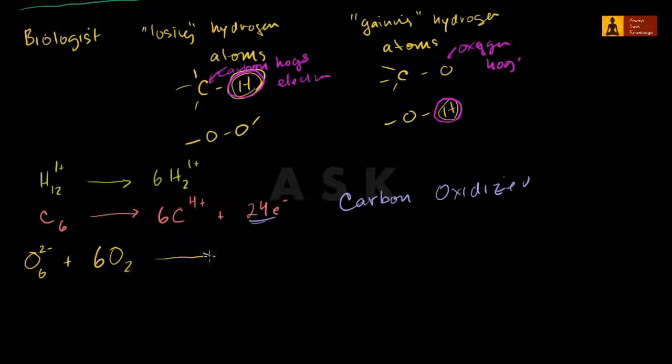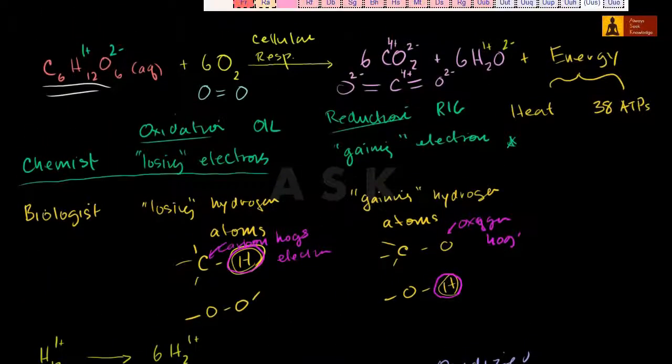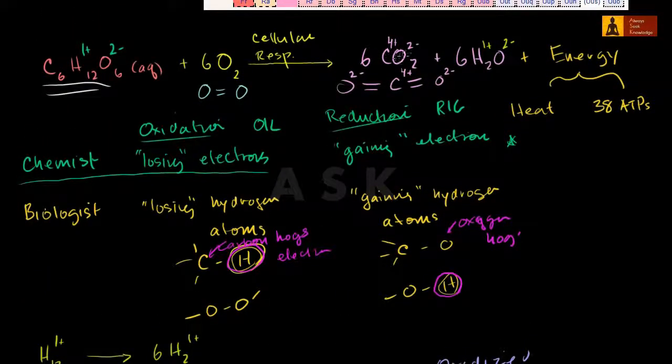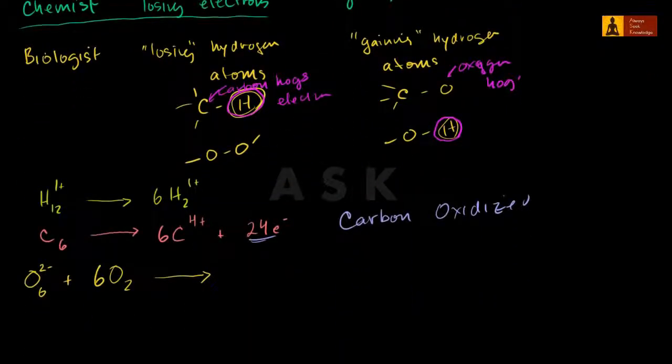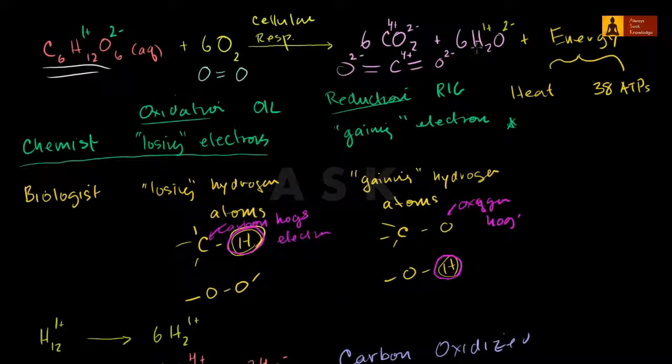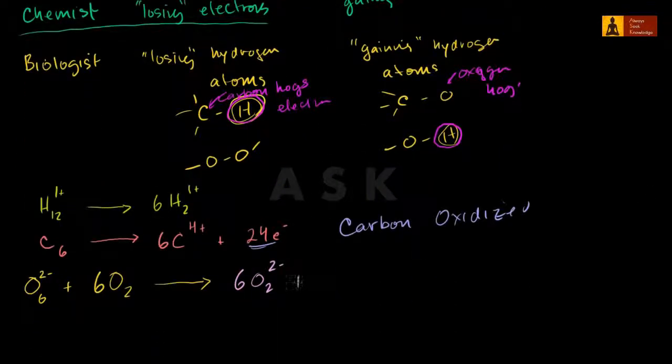And then after we perform cellular respiration, what happens? Well, in the carbon dioxide, I have 6 times O2, so 6 O2s that all have a -2 oxidation state. And then I have another 6 oxygens that have a -2 oxidation state, the ones in the water.